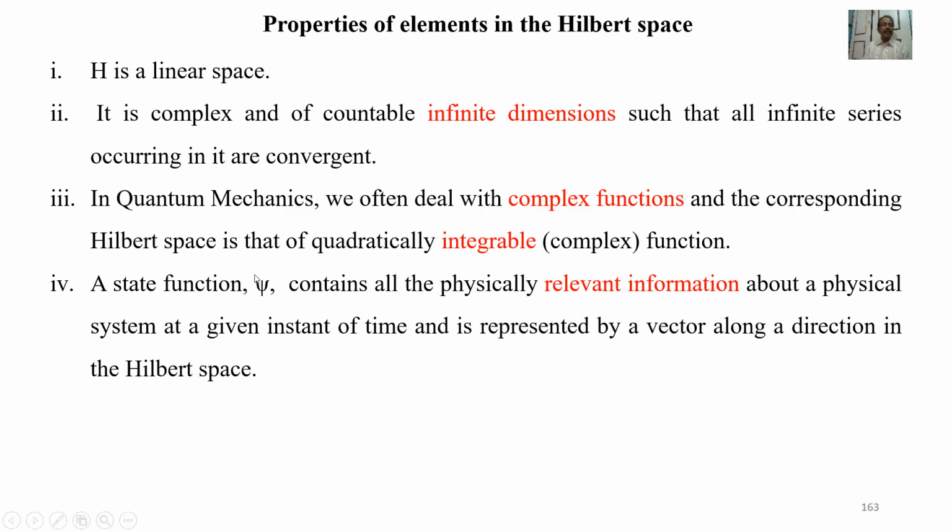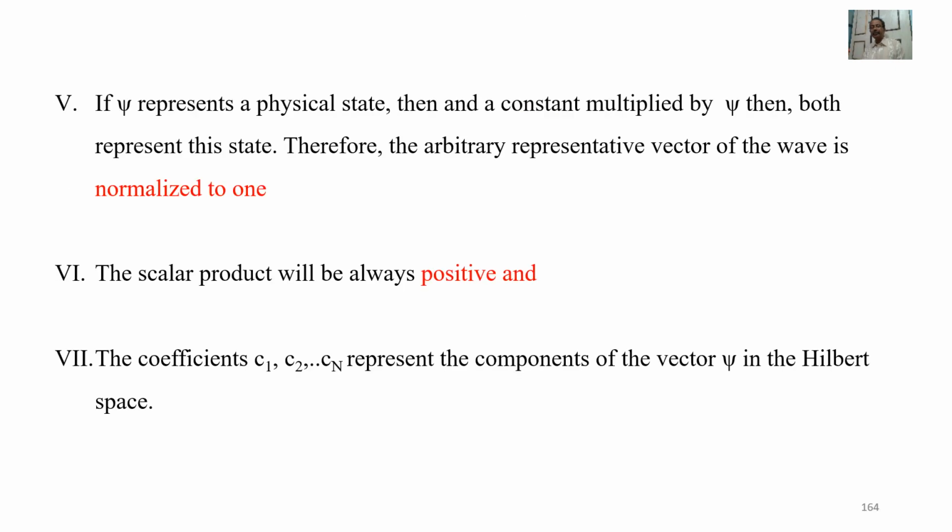A state function psi contains all the physically relevant information about the physical system at a given instant of time and is represented by a vector along a direction in the Hilbert space. If psi represents a physical state, then a constant multiplied by psi also represents the same state. Therefore, the arbitrary representative vector of the wave is normalized to 1. The scalar product will always be positive, and the last property is that the expansion coefficients C1, C2, Cn represent the components of the vector psi in the Hilbert space.